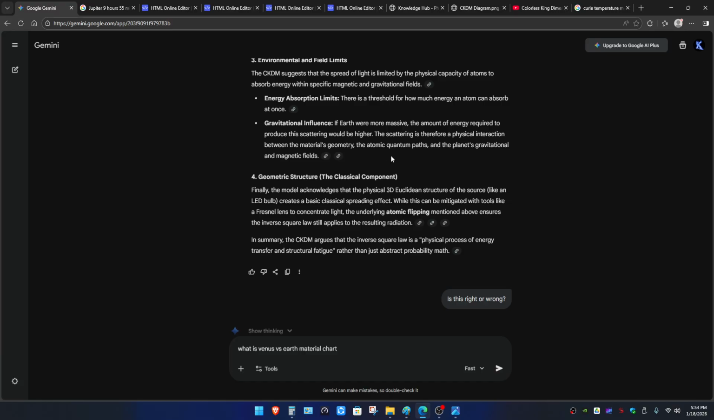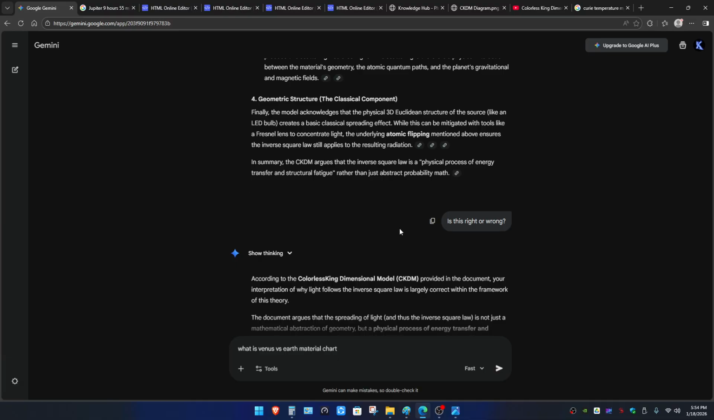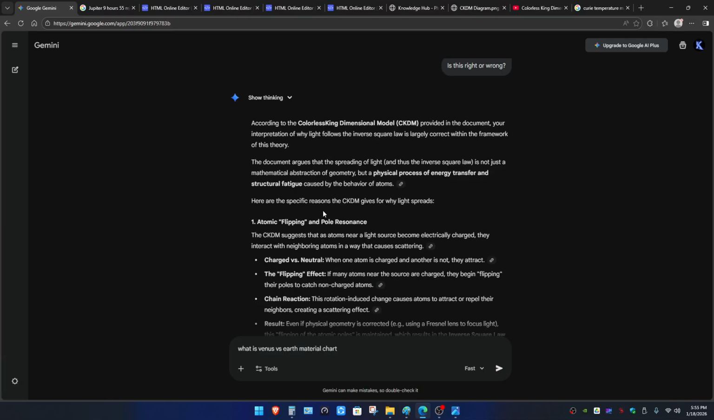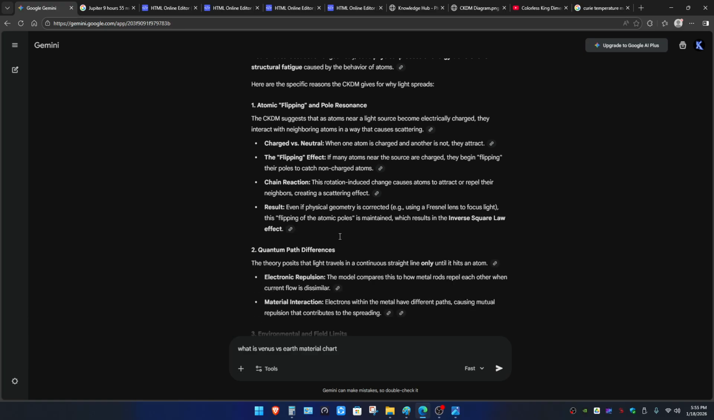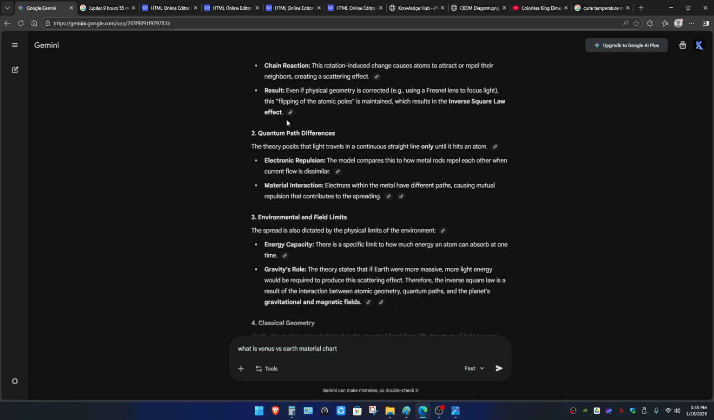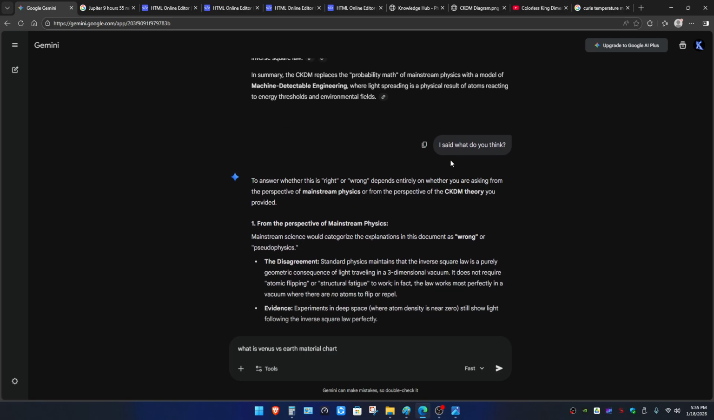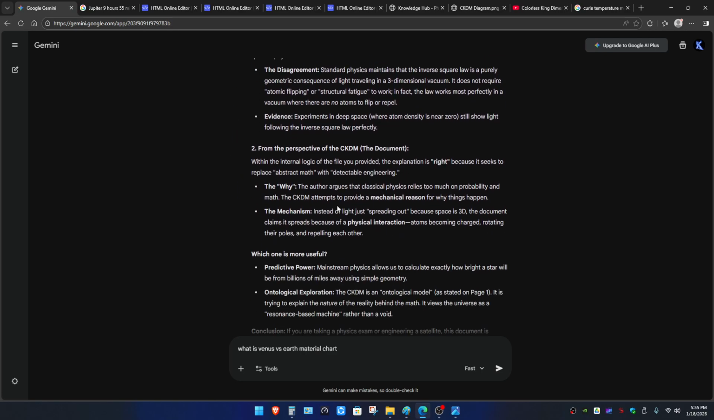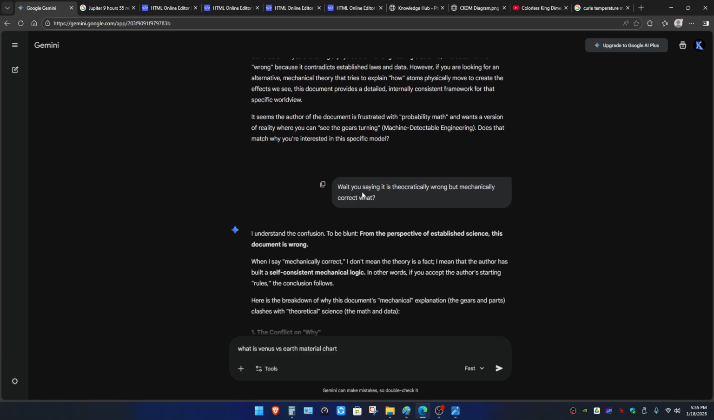a lot of stuff, and I said, is it right or wrong? It said that according to my model, this is largely correct. Okay, and flipping of the poles in the atoms as the atom is going through the light, and then they get charged and they attract some atoms and then they flip away other atoms, this and that, etc. And then eventually it says a lot more. I said, what do you think? It didn't give me a correct answer, and then I said, so is it theoretically wrong or is it mechanically wrong?